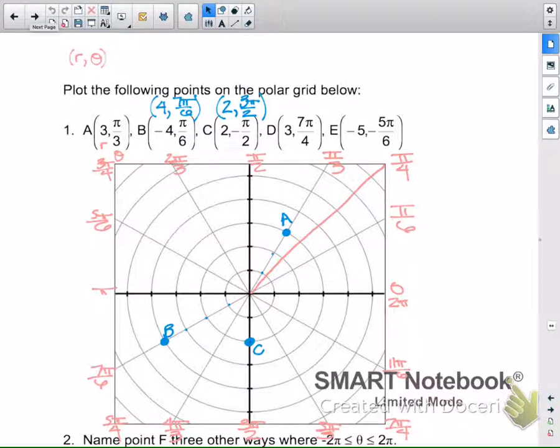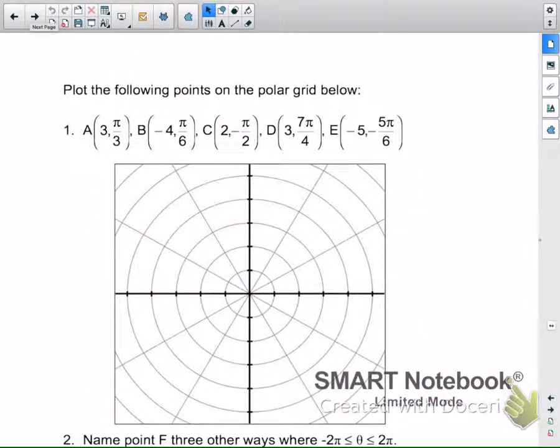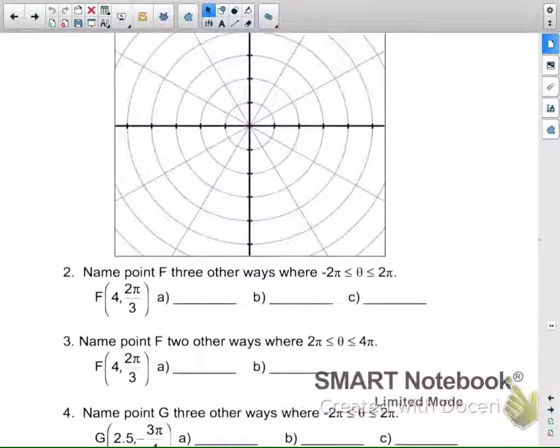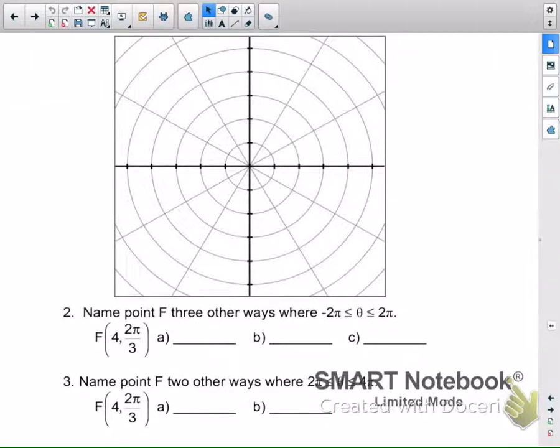D, see if you can graph D and E on your own real quick. All right, so check D and E. Any issues with those two? No? All right, I'm going to erase this quick, and we're going to work with point F in question 2. First, let's graph where point F is. 2 pi over 3, or 4, 2 pi over 3. Hopefully we know that is right there.